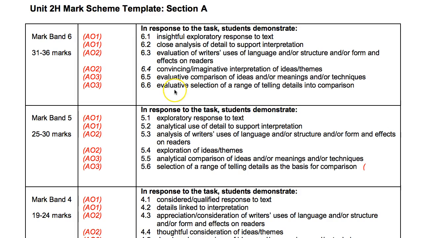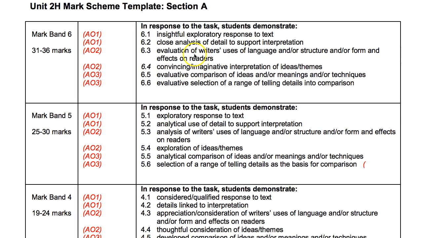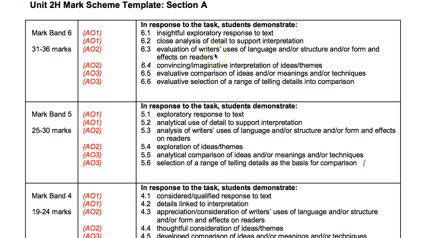So that's clear. The reference to writer that comes in suggests to me that you want some of the writer's point of view. So in the poem, why have they created this character? How do they want us as readers to react to that character? And that will be part of how convincing or imaginative your interpretation is. But that's just my gut reaction.